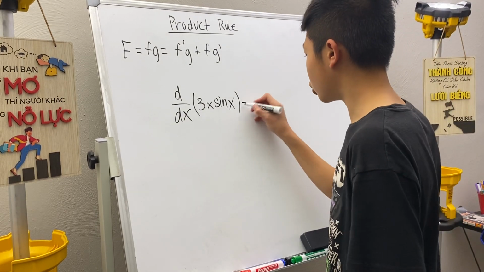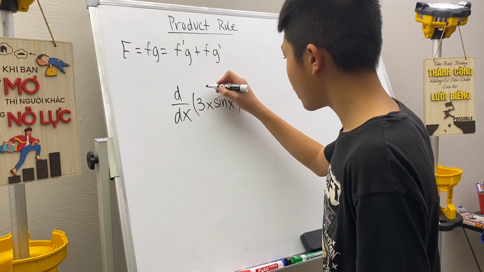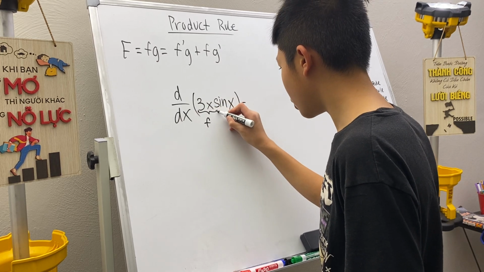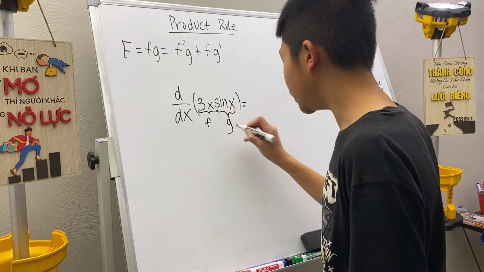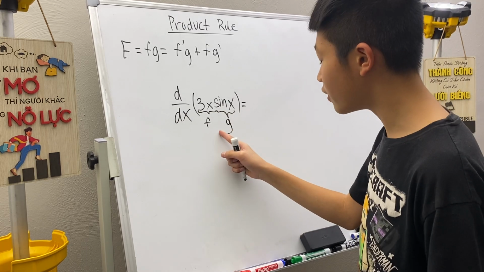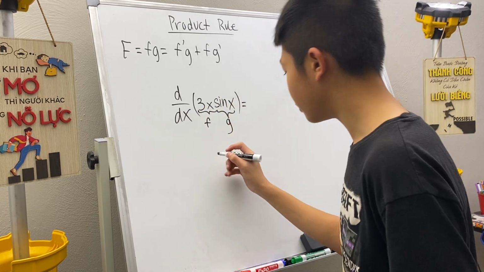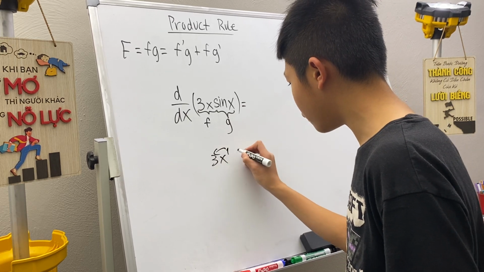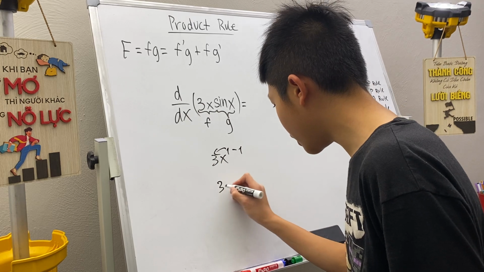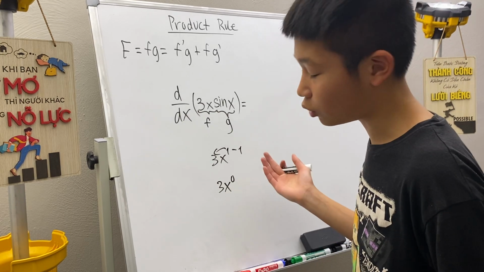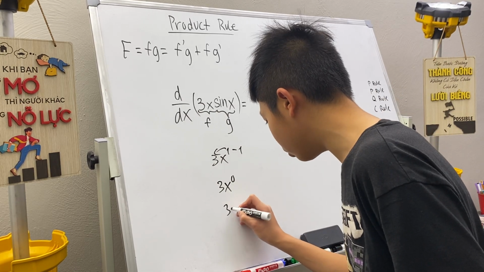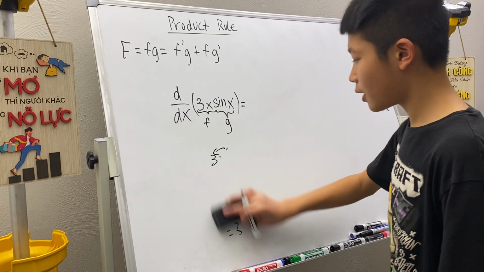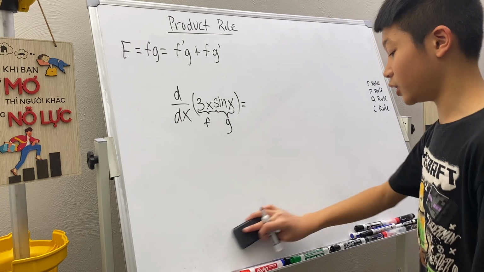So it's equal to the derivative of f. This whole thing is f. This whole thing is g. The derivative of 3x, let's use the power rule. It's the same thing as 1. Bring the power to the front, minus 1. So you get 3x to the 0 power. Anything to the 0 is 1. So you get just 3. But x cannot be 0, okay?